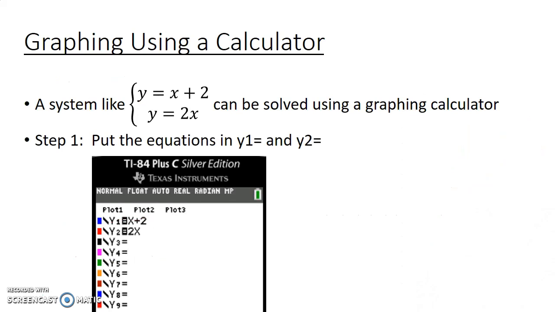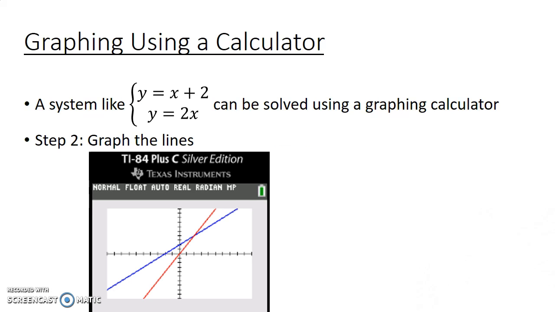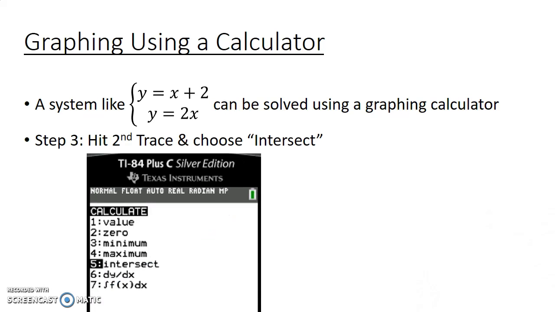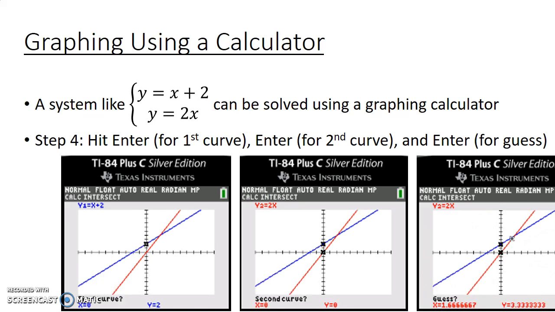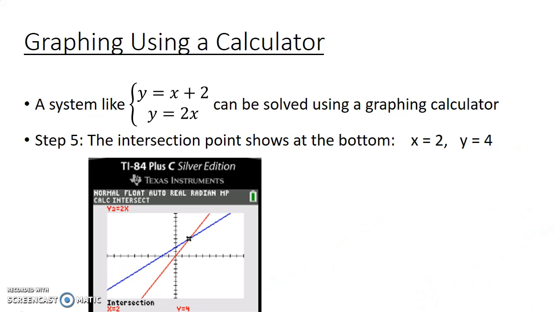Another little trick here, it's nice to be able to do this in the calculator. So we put them in the calculator, there's step 1. Step 2, we go ahead and graph them. Step 3, if you hit second trace and use the intersection feature in the calculator, there's a couple things that it asks you to do. Mark the first curve, hit enter, mark the second curve, hit enter, and then show your guess. And then you hit enter, and it'll tell you exactly what your answer is here.